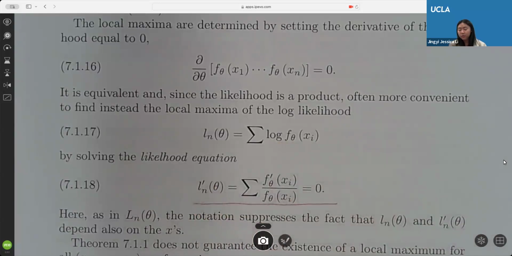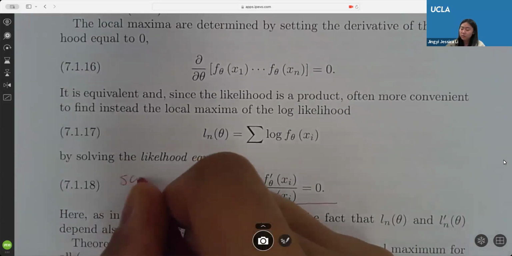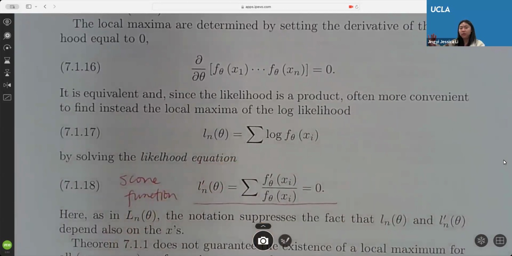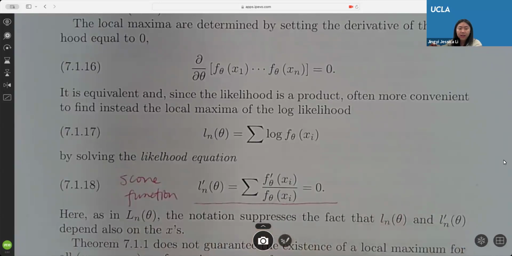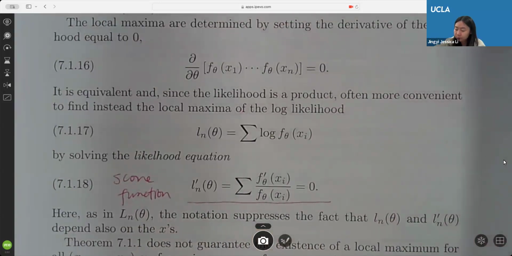This is called the likelihood equation. Some of you were in my previous class, and this derivative we call the score function: the derivative of the log likelihood function with respect to the parameter. Here, the notation Ln(theta) and Ln prime(theta) suppresses the fact that they also depend on our sample, X1 to Xn.